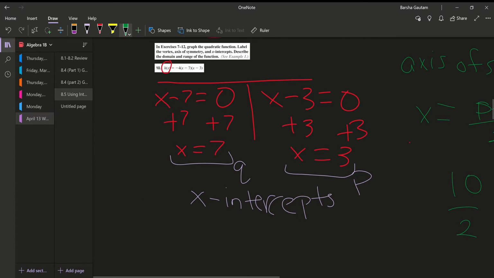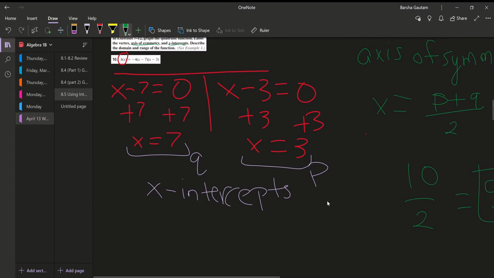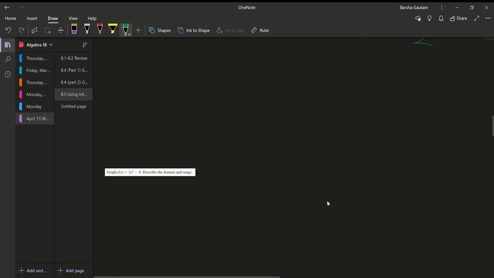And now, let's underline everything we finished already here. We figured out what our x-intercepts were, and we figured out what our axis of symmetry is. And so we need to figure out what our vertex is, what our domain and range is, and we still need to graph it. So with the information we have, we can start graphing some of it.